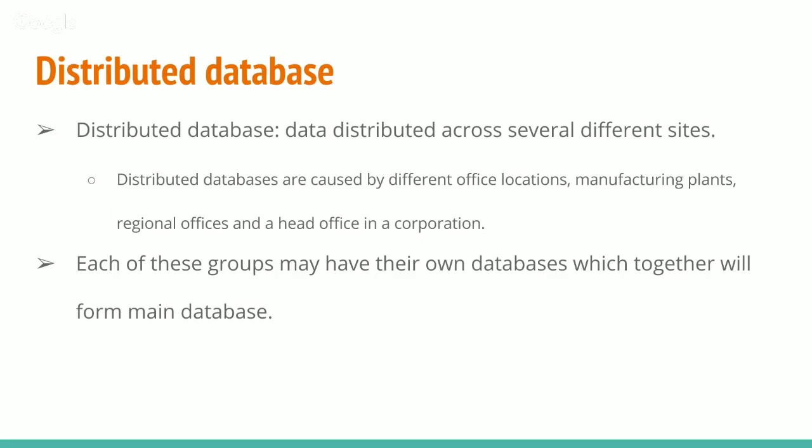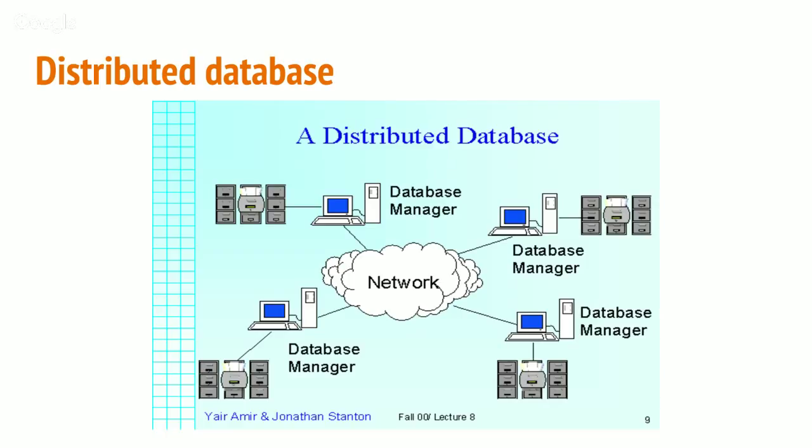The distributed database works across several different states. They are hosted by different office location, manufacturing plants, and a head office in a corporation. Each of these groups may have their own database, which together will form the main database. In this picture, we'll find there are four individual database managers.